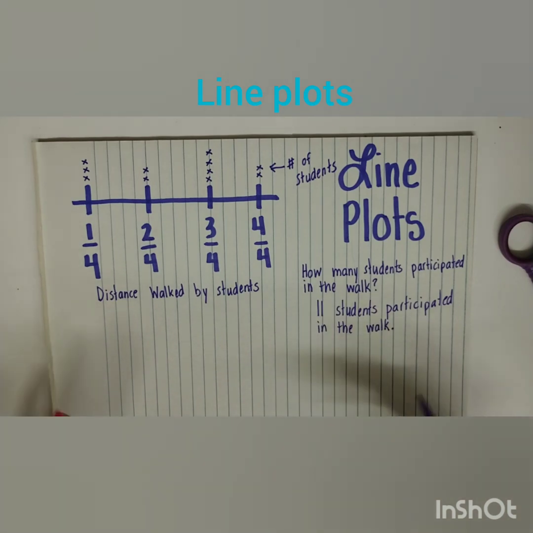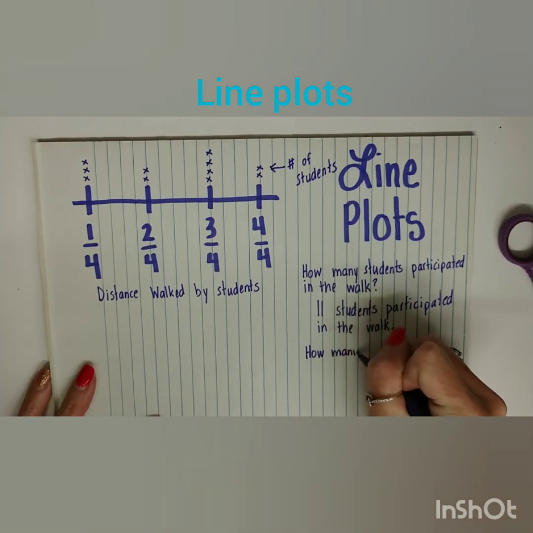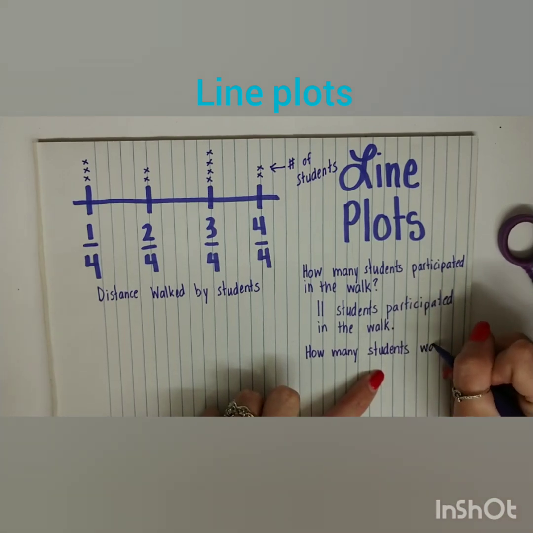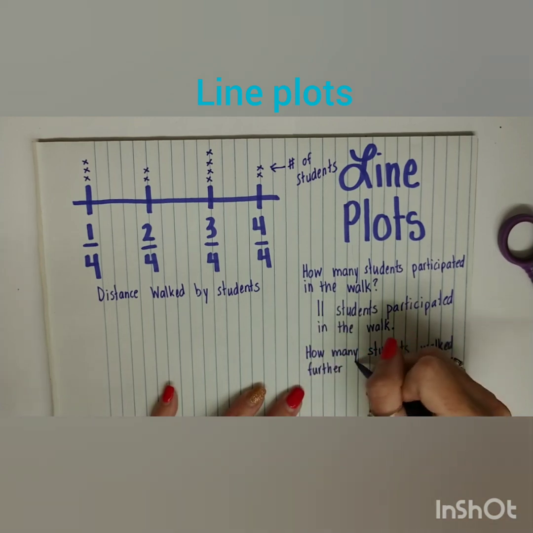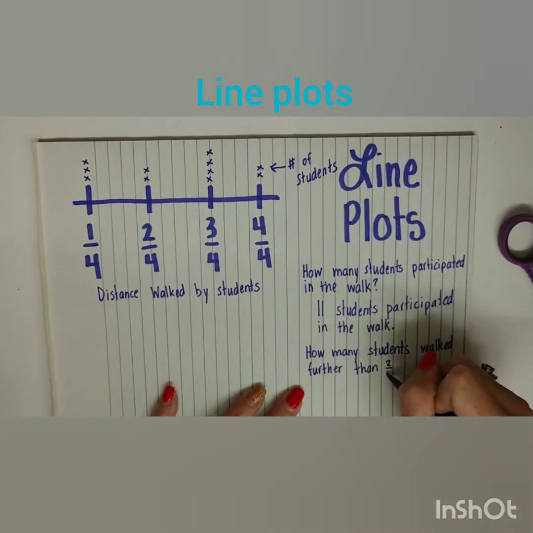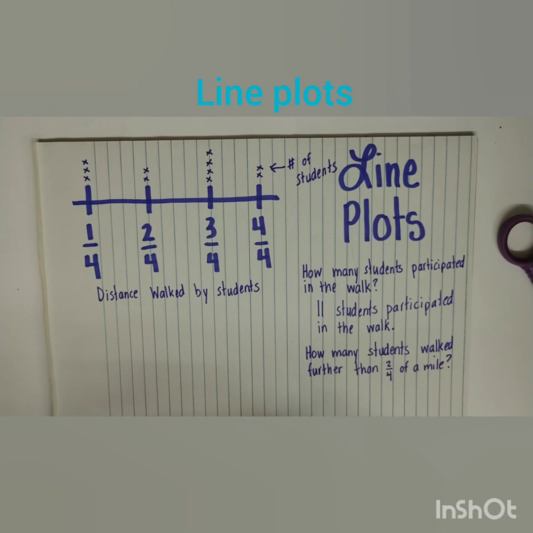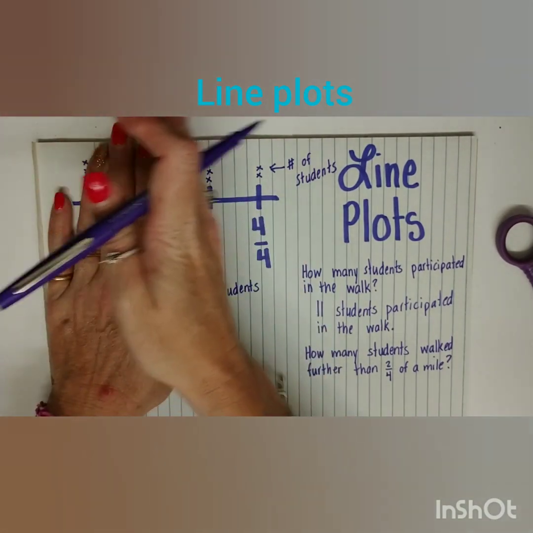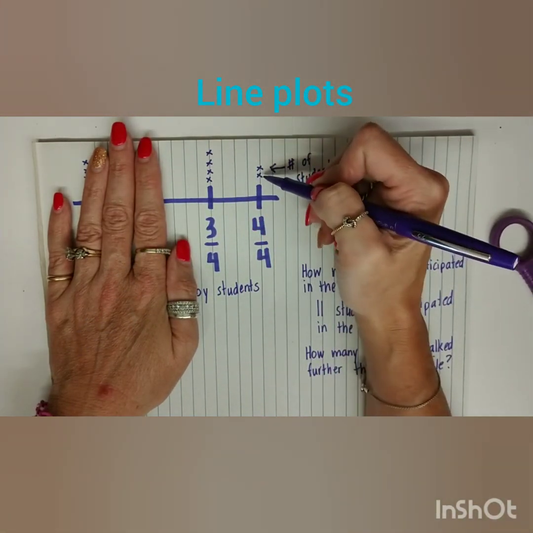Another question may be how many students walked further than 2/4 of a mile. So this particular one, we are still looking at the x's, but we have to look further than 2/4. So 1/4 is less than, 2/4 is equal. So it's all of these that are greater distance than 2/4, and that's 1, 2, 3, 4, 5, 6.